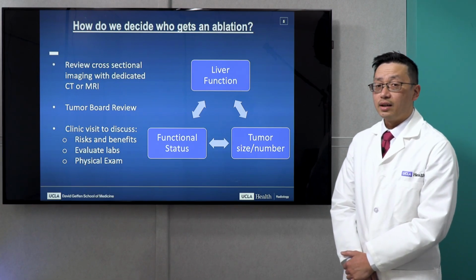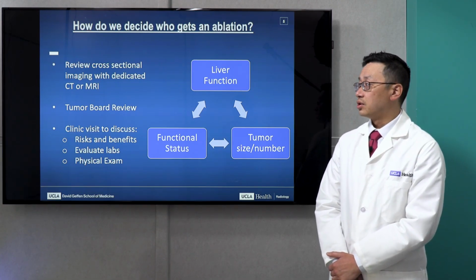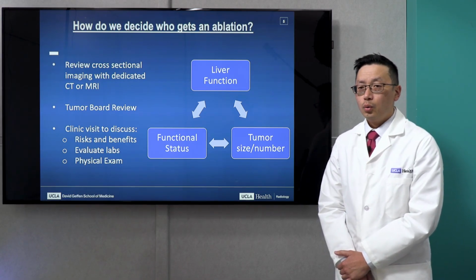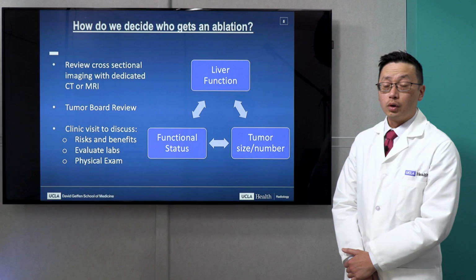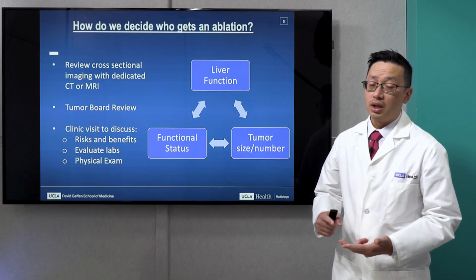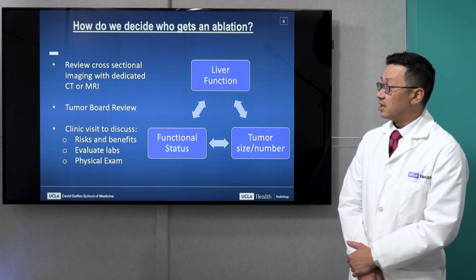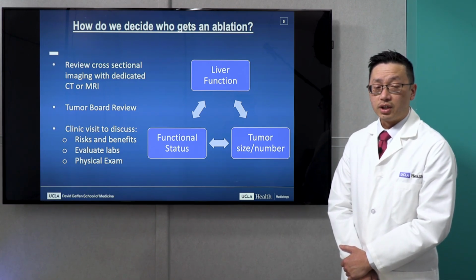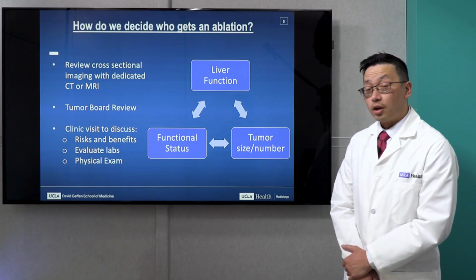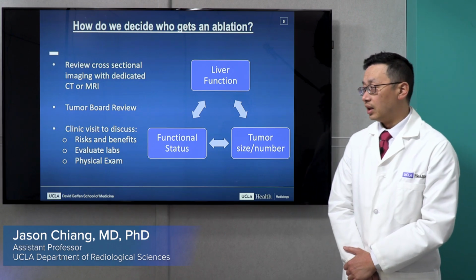So how do we decide who gets an ablation? The first thing we do is we review the cross-sectional imaging with a dedicated liver protocol, CT, or MRI. We then bring the case to our tumor board, where we discuss the case in conjunction with our transplant surgery, hepatology, and oncology colleagues. We discuss everything from the underlying liver function to the number of tumors, to the size of the tumors, and also the patient's functional status, or how well they do their activities of daily living.